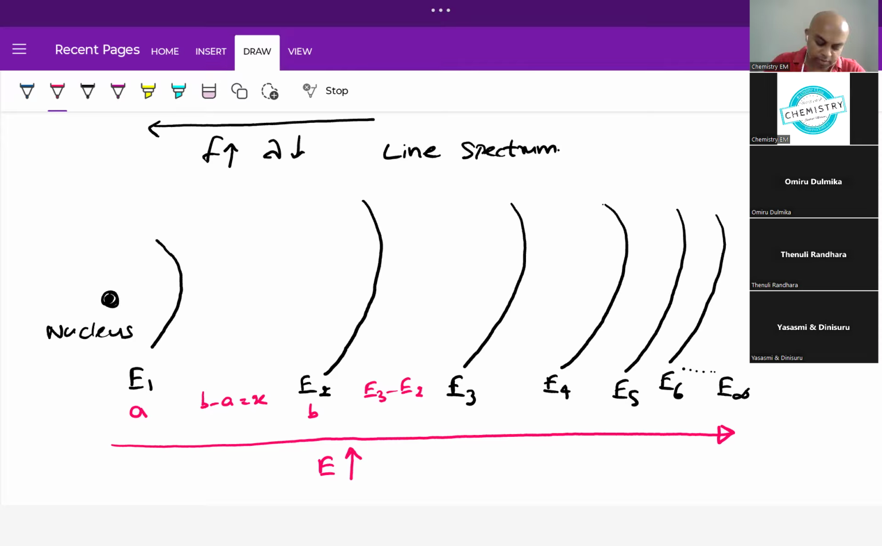Let's say E3 minus E2. Let's say this is Y. So this X and Y give you the idea of the energy difference between the two levels. X is the energy difference between E2 and E1. Y is the energy difference between E2 and E3. In general, from the nucleus outwards, the energy of each level is increasing, right?